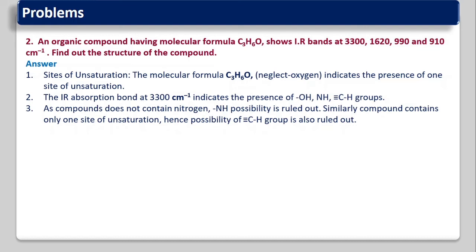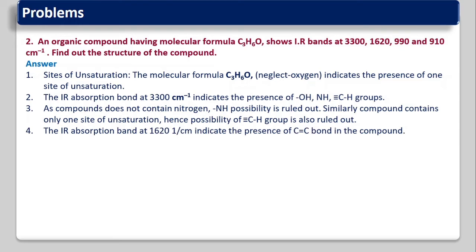because one triple bond is equal to two sites of unsaturation, because there are two pi bonds. One pi bond is for one site of unsaturation. A triple bond contains two pi bonds, so there should be two sites of unsaturation. But our compound contains only one site of unsaturation, so this triple-bonded CH is also ruled out.